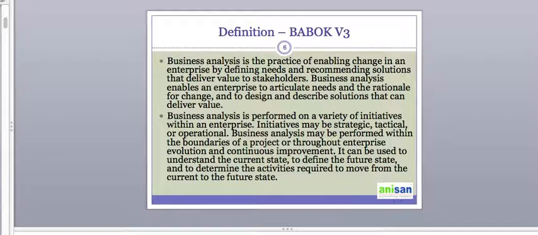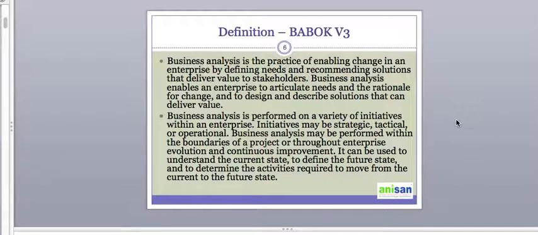Change could be from the current state to the future state by defining the needs, the problem or the opportunity, and recommending the solution to deliver value to the stakeholders. If we have a problem or an opportunity, we see possible solutions and we may recommend them, so that will deliver a value to the stakeholders and the organization. Business analysis enables the enterprise to articulate the needs and rationale for the change, and to design and describe the solution that can deliver the value.